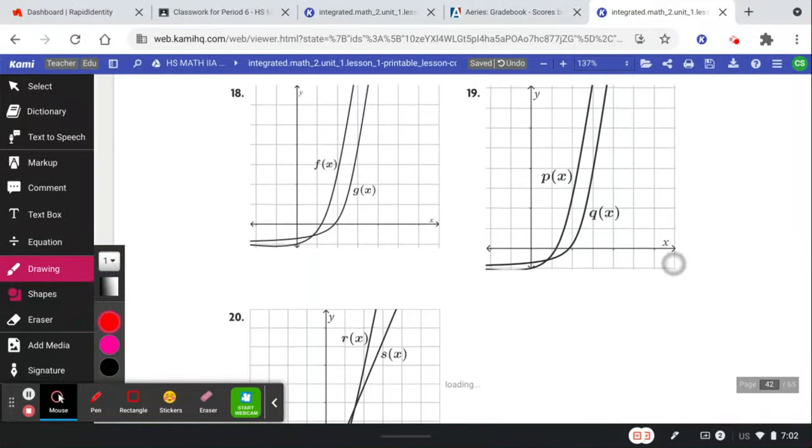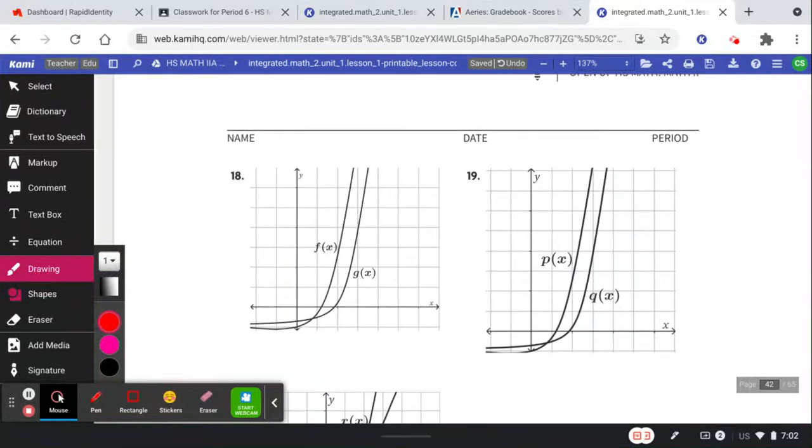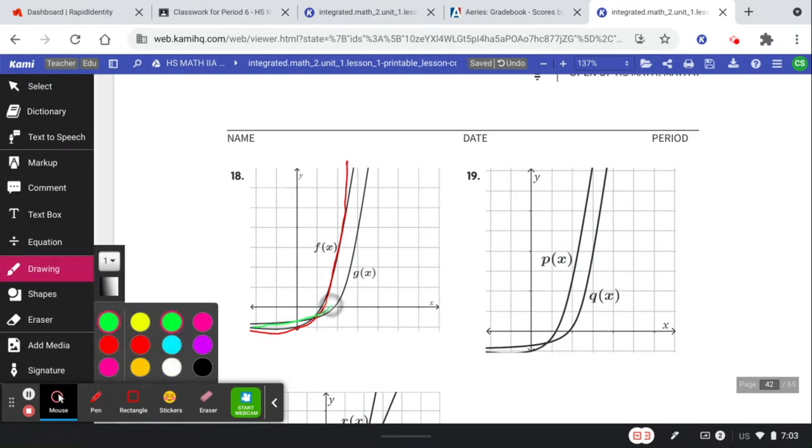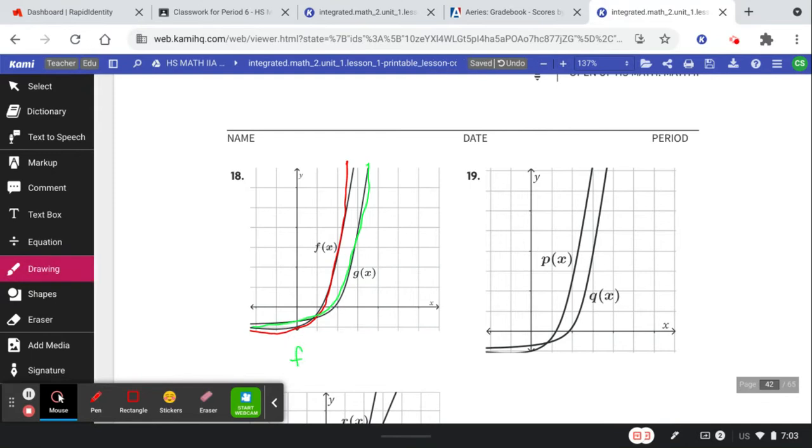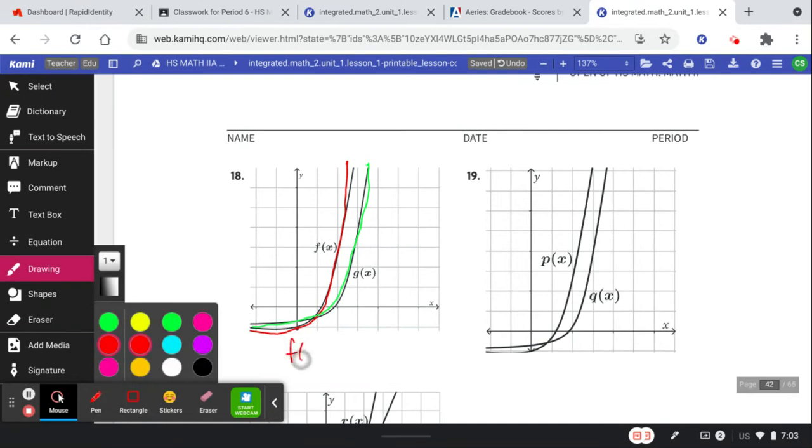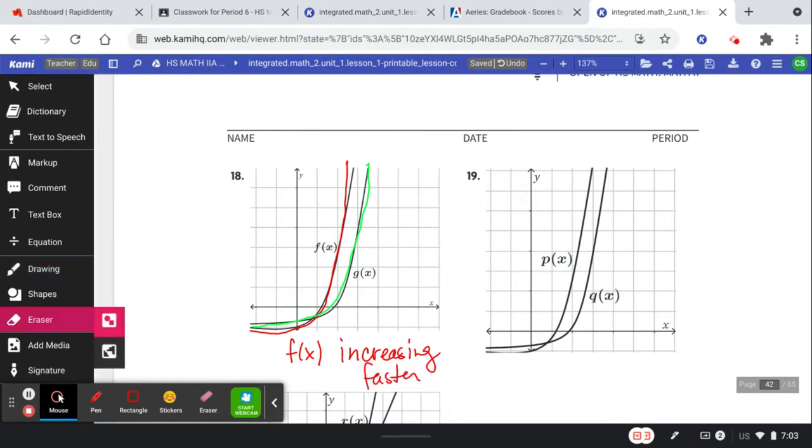Okay, now we get into exponential functions. Which one is going to be going faster for larger values of x? So picture how this one starts going up, up, up, up, up, up, up faster than this one over here. So we would say f of x is increasing faster this time, going up steeper, going up sooner, etc.